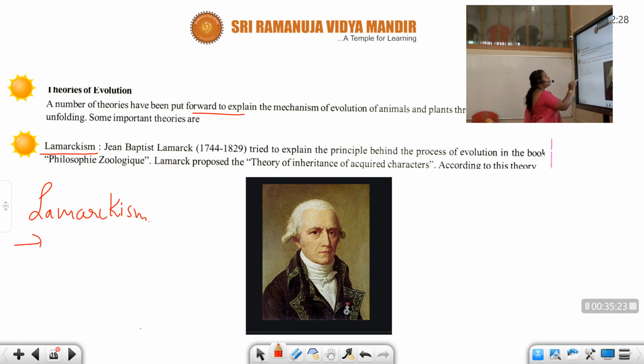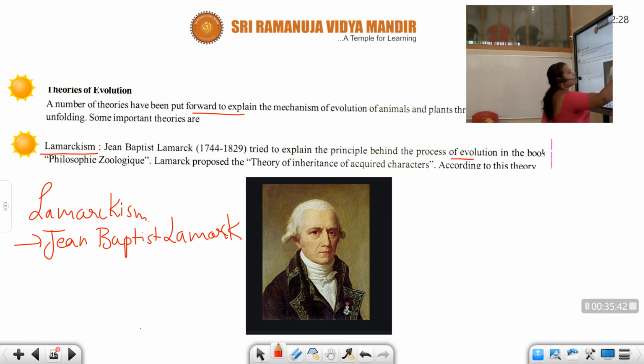He is Mr. Jean Baptiste Lamarck. Jean Baptiste Lamarck tried to explain the principle behind the process of evolution in a book called Philosophy Zoology. Lamarck proposed the theory of inheritance of acquired characters.